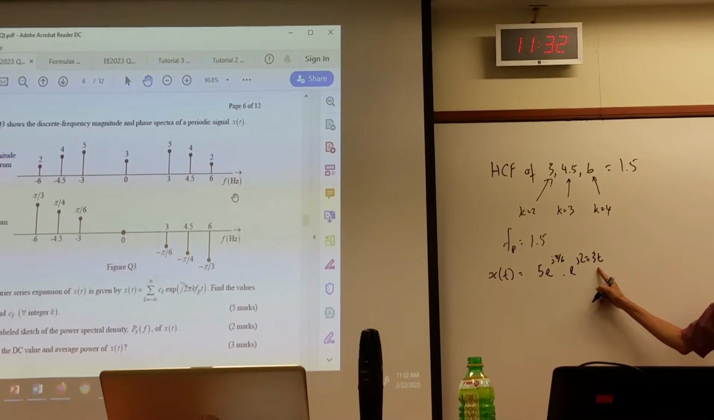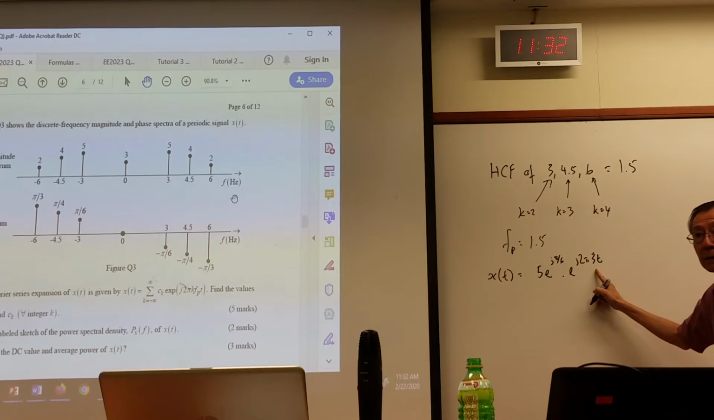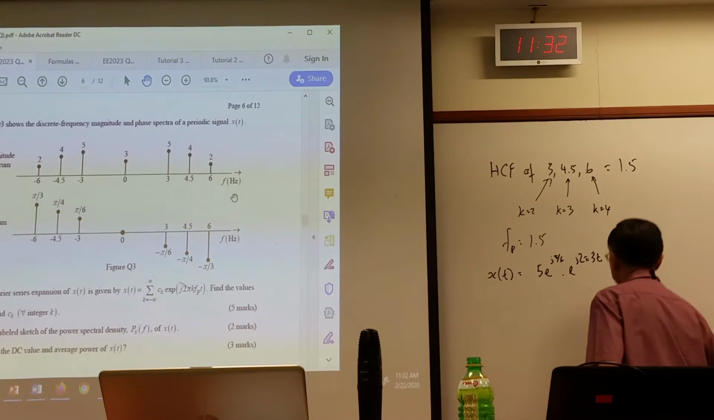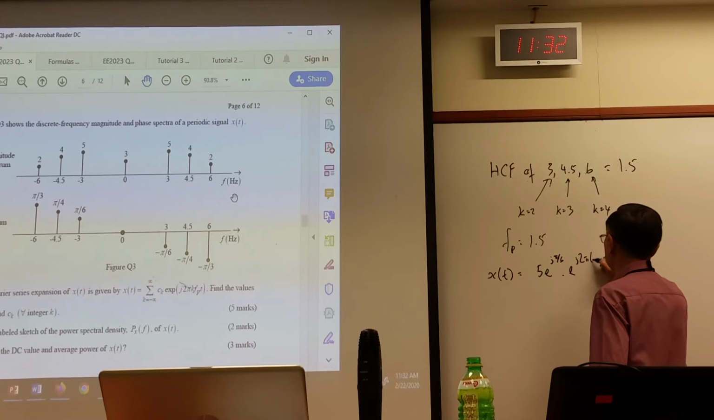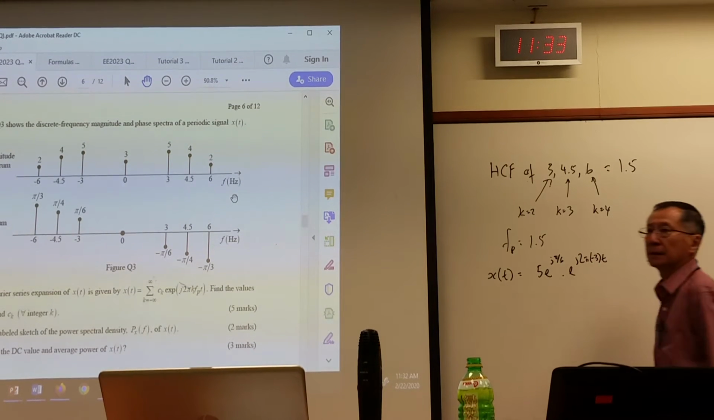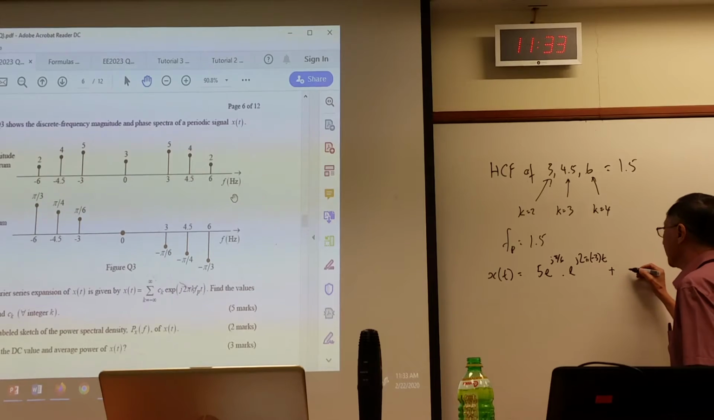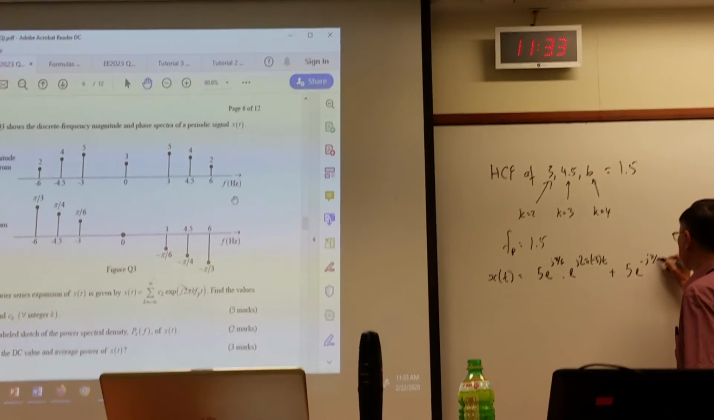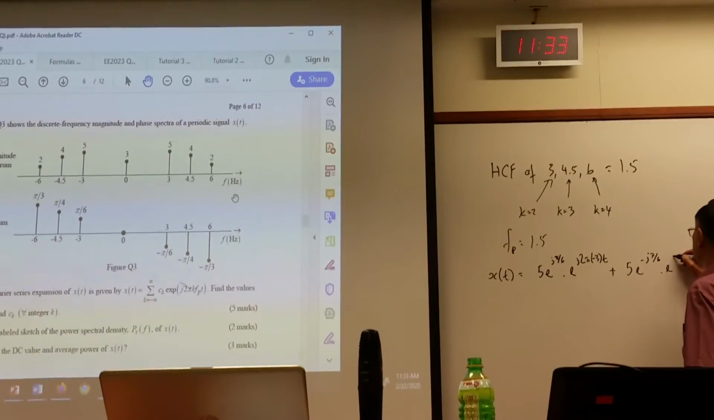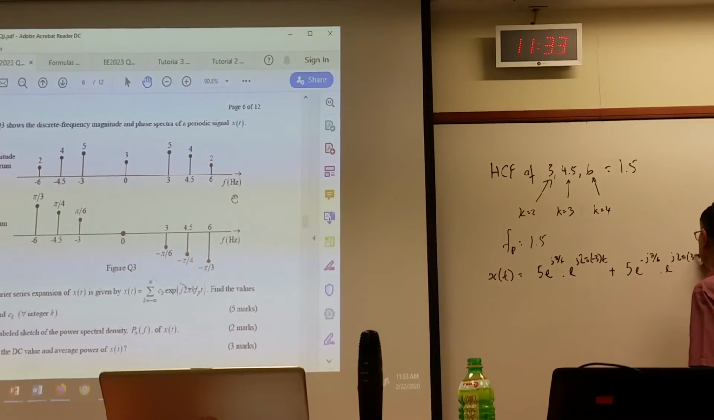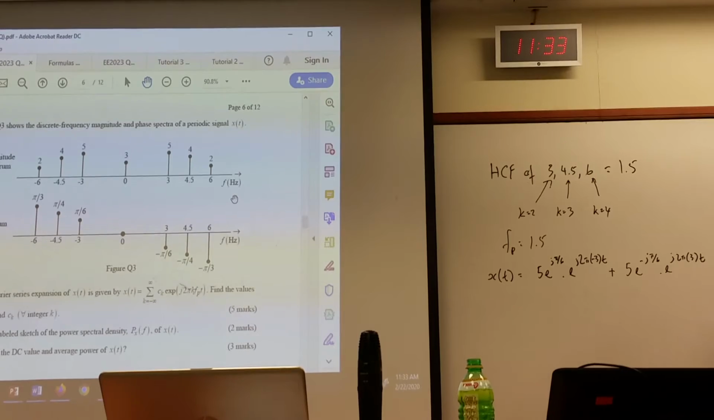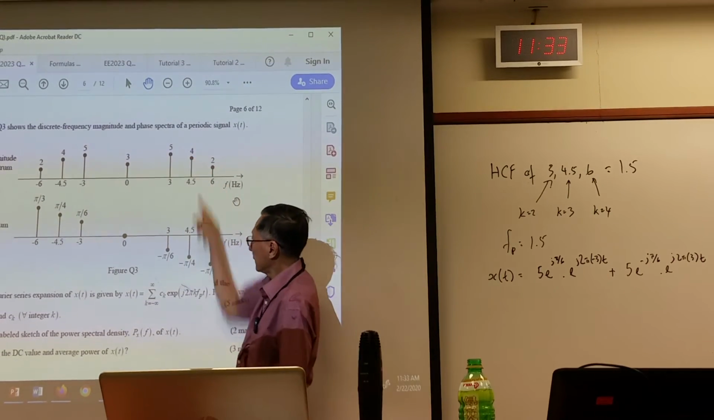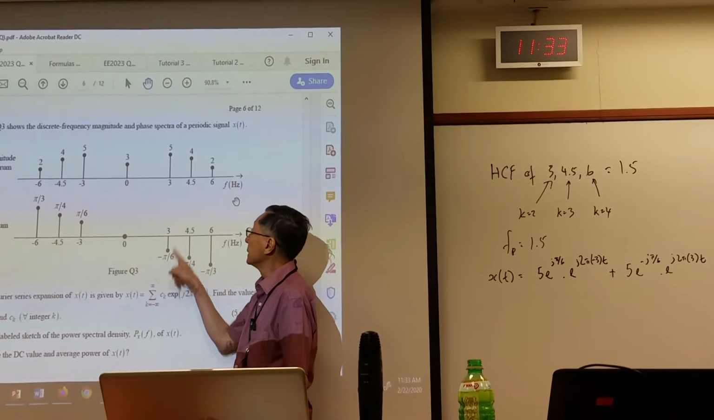Why is it not minus 2? Sorry? Minus 3. Sorry, thank you. Minus 3. Alright, and then you have the positive one. 5 e to the minus j pi over 6 times e to the j 2 pi 3 t. Correct? So 5 with phase minus pi over 6 at a frequency of 3.